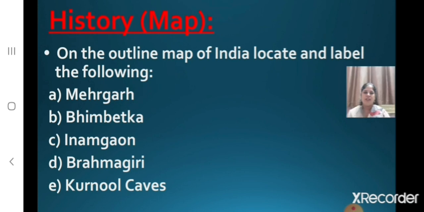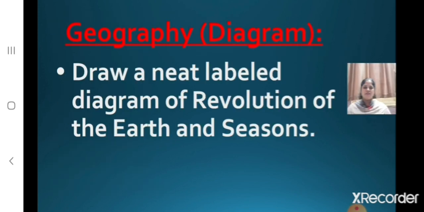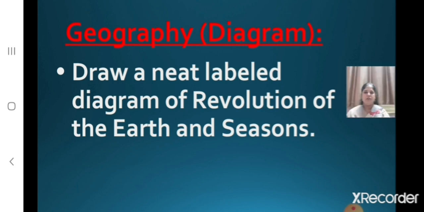Children, you can do this assignment in the map practice book. That is the practice pages given at the end of this book, which start from page number 64. So you can do it on any one page. And for geography, you have to draw a neat labeled diagram of revolution of the earth and seasons. Children, you have to draw and label this diagram neatly. You can do it in the assignment sheet or on foolscap paper or on any page of your notebook.